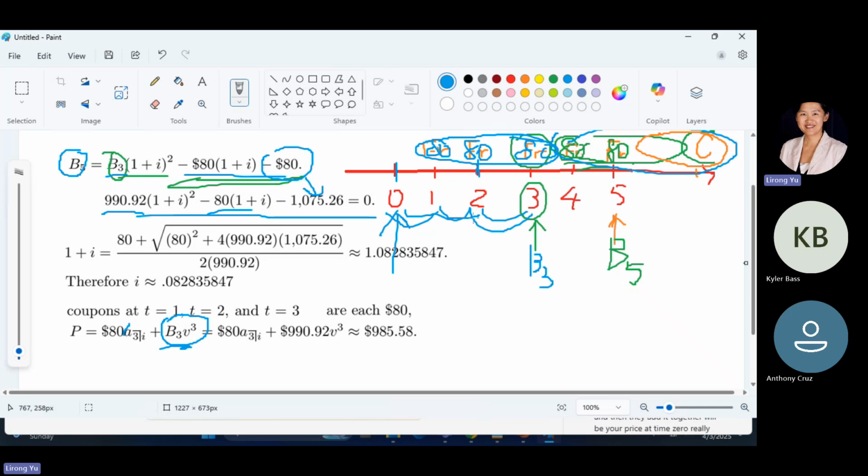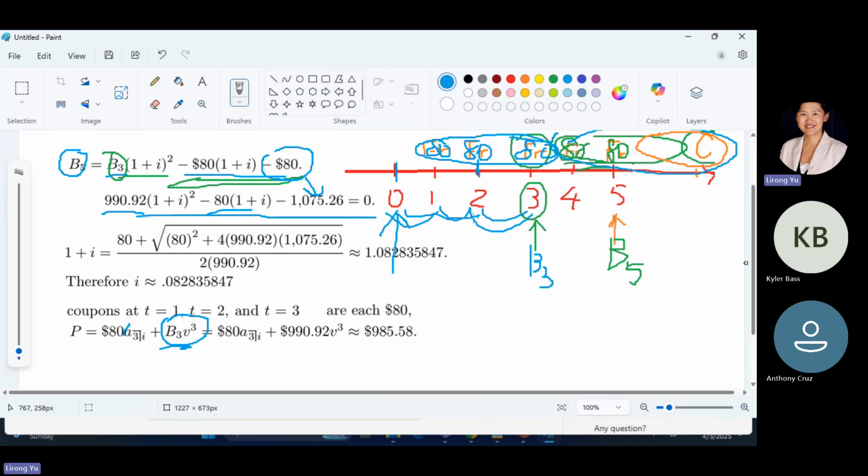Really, the price at time 0 is the total present value of all the cash flow. B3 already had all the rest of the cash flow. We only have to consider the first 3 cash flows that are not included in B3. That's why we have to add them into the price. Any question?